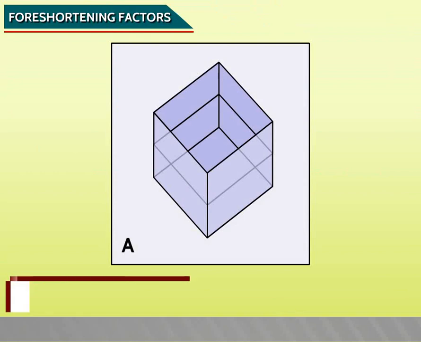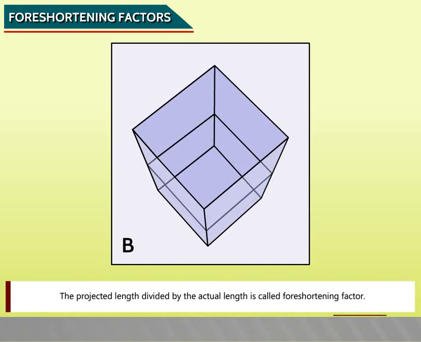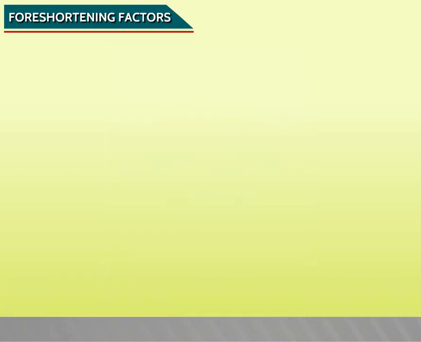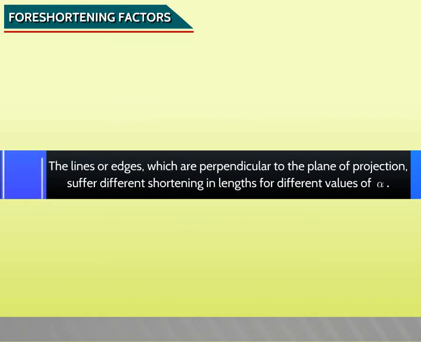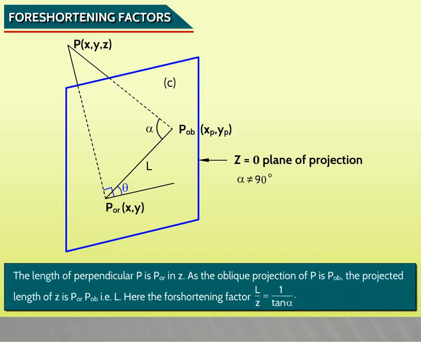Foreshortening factors. The projected length divided by the actual length is called foreshortening factor. The lines or edges which are perpendicular to the plane of projection suffer different shortening in lengths for different values of alpha. The length of perpendicular PR is Z. As the oblique projection of P is POB, the projected length of Z is POB, that is L. Here, the foreshortening factor L by Z is equal to 1 by tan alpha.